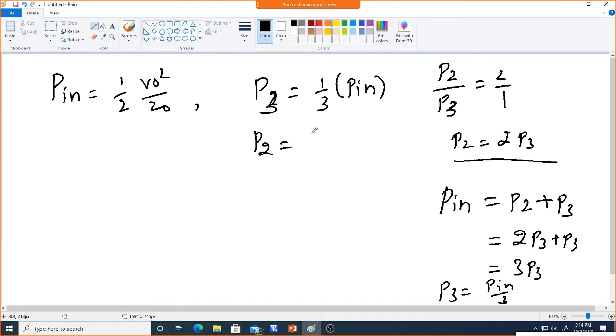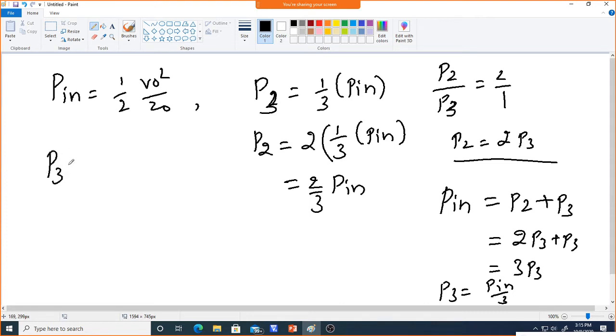So again, P2 is 2 times P3, and P3 is 1 by 3 of P in, which gives 2 by 3 of P in. Now if you equate these P in, P3 and P2 values, you will get Z0 in terms of Z1. So now, what is P3 in terms of Z1?